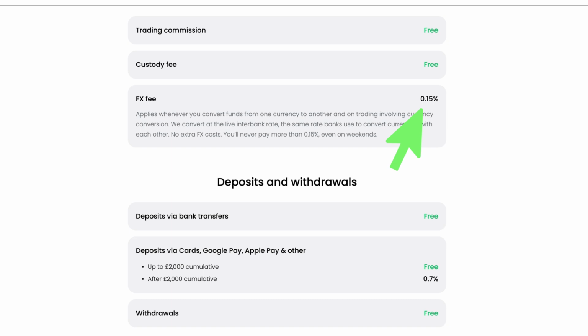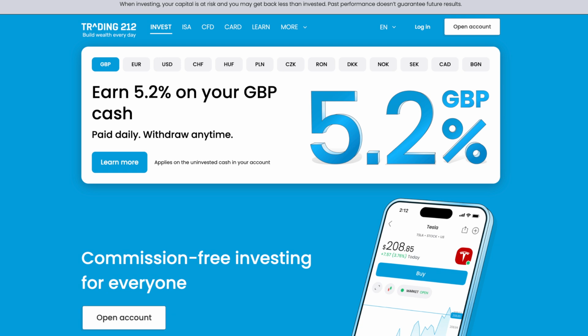So that's a Forex transaction. But again, that is really low and really competitive. I probably haven't seen anything as low as that. So really good one. The other thing as well, if you've got a stocks and shares ISA and you're wanting to hold cash, currently they're giving you a 5.2% return daily on that. So it's compounded over a year, so it's 5.2%, but they do give a daily interest for holding your cash.